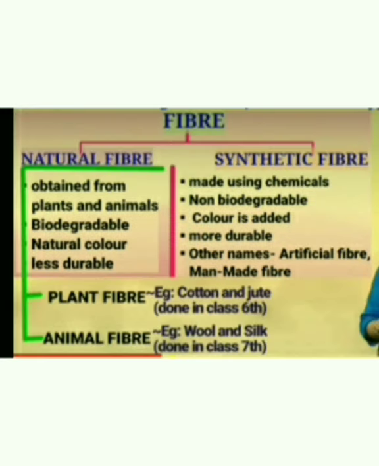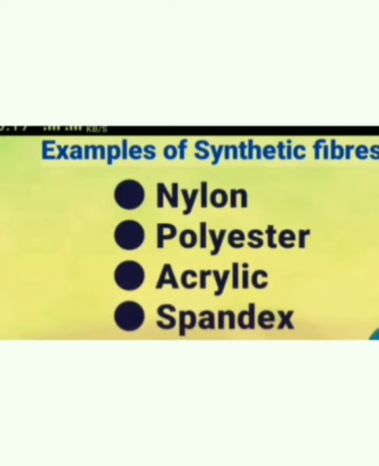Then can you see the fibers? Yes, natural fiber, that is plant fiber, cotton and jute, and the animal fiber, that is wool and silk. Then examples of synthetic fibers, that is nylon, polyester, acrylic, spandex. Also we are going to study rayon.